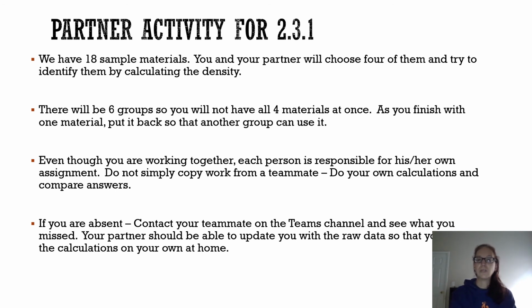So you're going to take your first sample from the group of 18, write down which sample that is, find its density, and then put that back, and take another sample, and put yours back so that another group can use it. That way there should really only be 4 or 6 of the cylinders out at once. And then as people bring them back, you can take one. Even though you are working together.